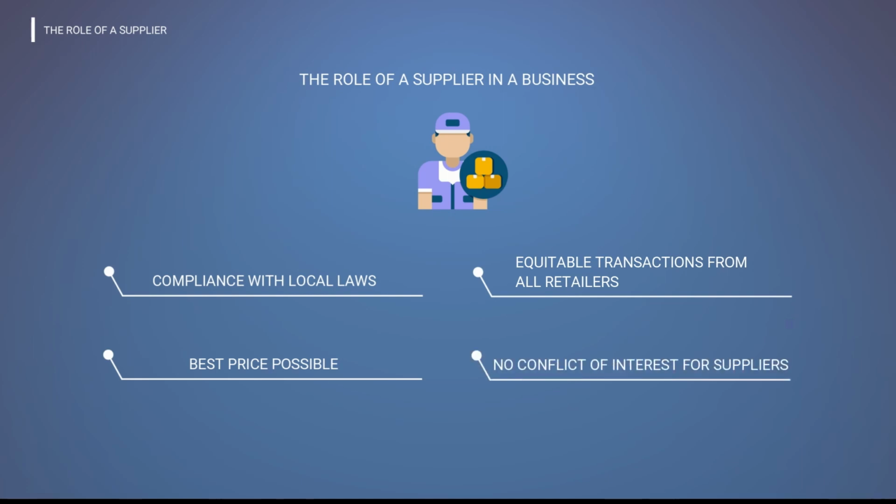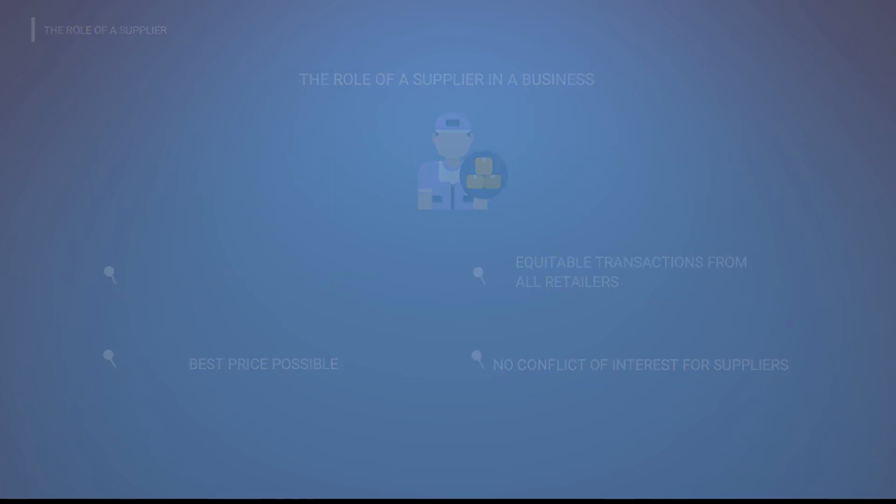No conflict of interest for suppliers. Suppliers should not do business with those who they may have a conflict of interest with. This could include family members, friends, and new or old colleagues. This is to decrease the likelihood of unfair treatment among other customers.